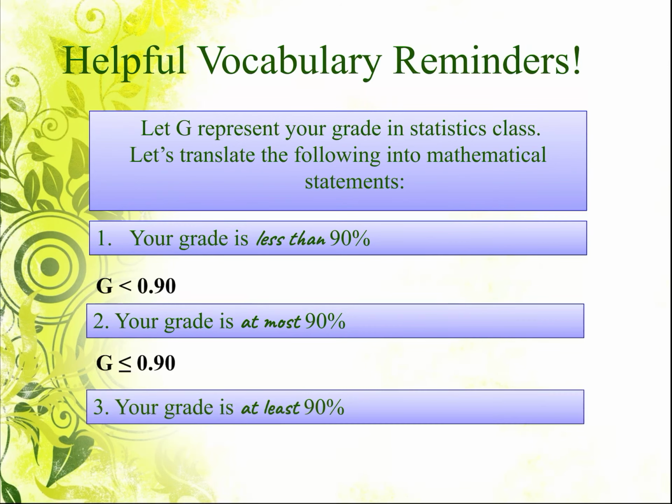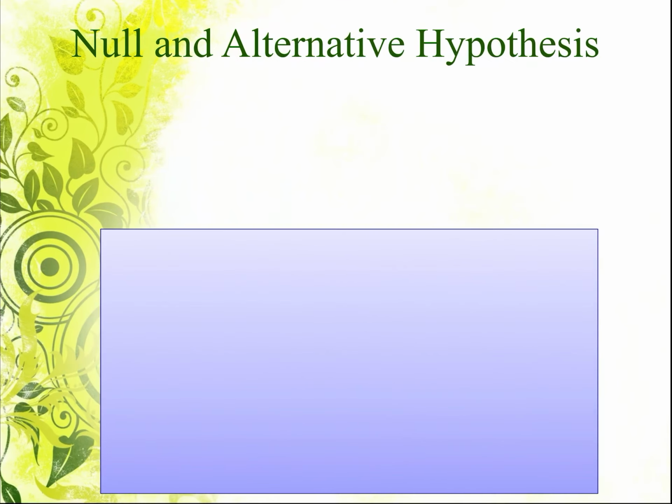Your grade is at least a 90%. Well, that means that your grade could be 90%, but it also could be higher than 90%. So that would be translated, G is greater than or equal to 90%. Make sure you have these conversions down pretty well in your notes before you go on to the next section.